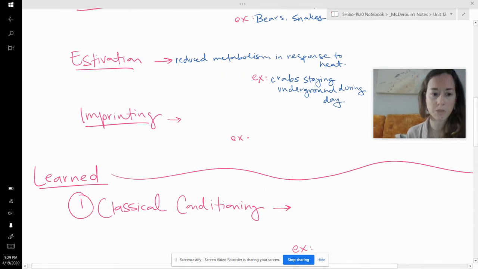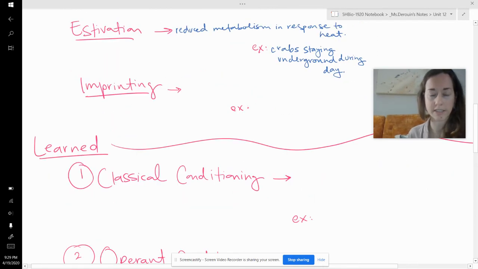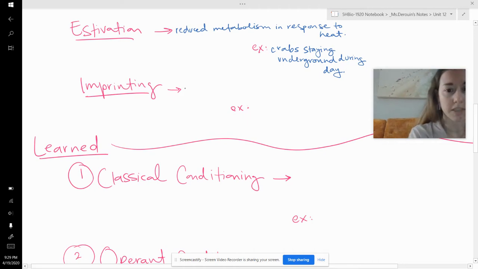The last one that I'm going to talk about, the last innate behavior, is imprinting, which is a really cool one. It's basically the ability of offspring to immediately recognize who their mother is and to know their mother. So I'll put that here. This is recognizing your mother immediately.